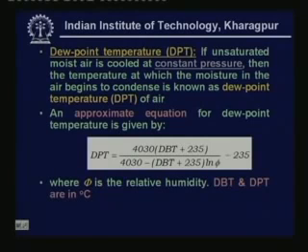Next comes the property called dew point temperature or DPT. Let me explain this: if unsaturated moist air is cooled at constant pressure, then the temperature at which the moisture in the air begins to condense is known as the dew point temperature of air. I am sure that you know what the dew point temperature is, but let me explain this with the help of a TS diagram.